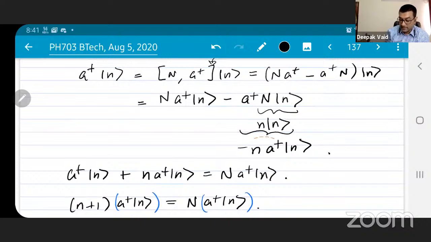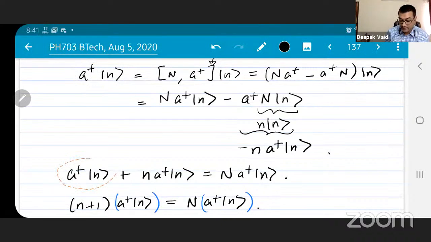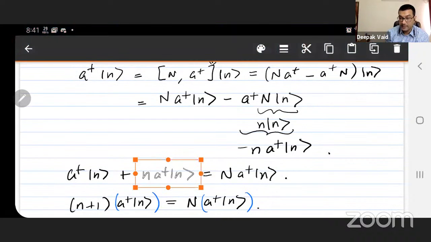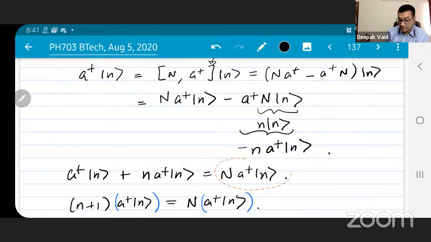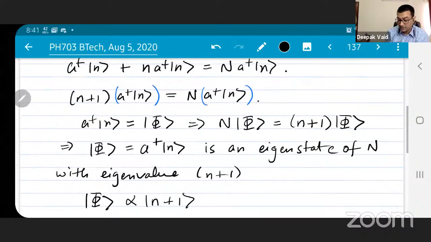So now I can take this and put it on the left and add it to this expression. So I get N A dagger |n⟩ plus n A dagger |n⟩ is equal to this expression. And then we notice that A dagger |n⟩ is an eigenstate of the number operator with eigenvalue n plus 1.